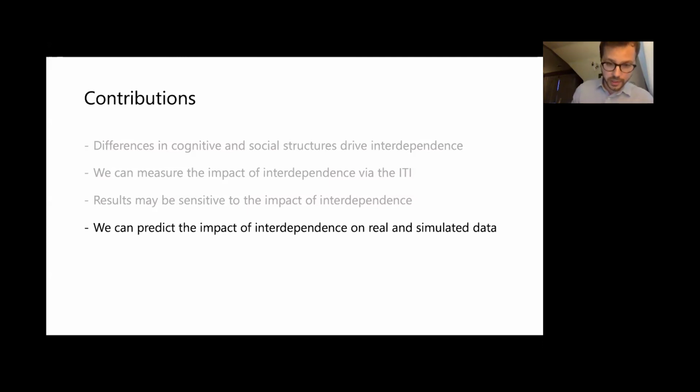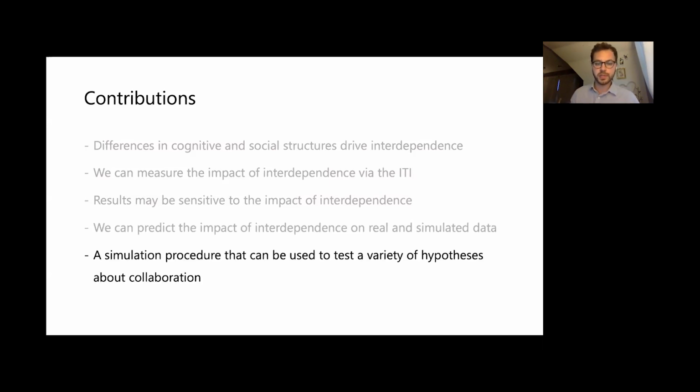We can predict the impact of interdependence on real and simulated data without using ENA, but using this estimation procedure. And perhaps most importantly, we have a simulation procedure that can be used to test a variety of hypotheses about collaboration. We could use the simulated data that our procedure produces to test how other models than ENA might be sensitive to interdependence, for example, or how sequential models might be sensitive to this team structure or cognitive structure, just a couple of examples.